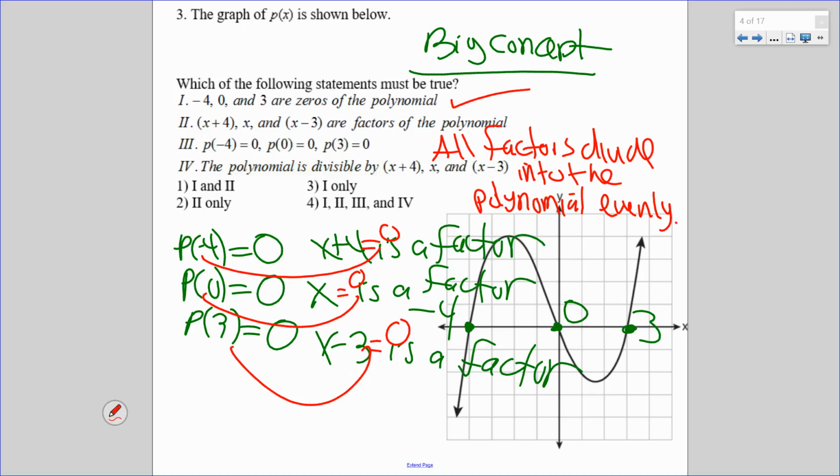So, choice one, option 1 here, negative 4, 0, and 3 are zeros. Yes. X plus 4, x, and x minus 3 are factors. Yes. P of negative 4 is 0, P of 0 is 0, P of 3 is 0. Yes. The polynomial is divisible by x plus 4, x minus 3. Yes, it's all true. So this is a great little study example for you. Once you know what the zeros are, you know that P or F or whatever, those values are 0. And once you know what the zeros are, you know what the factors are. And if they're factors, they divide evenly. You need to know all of those things. It's a very big concept.